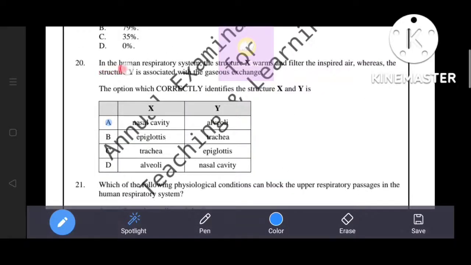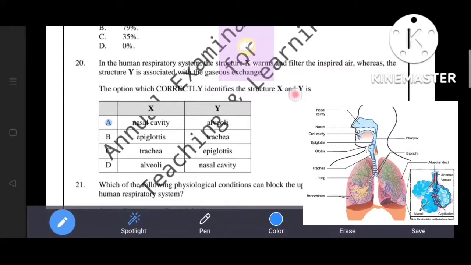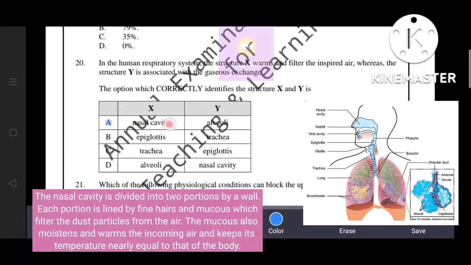Next question. In the human respiratory system, the structure X warms and filters the inspired air, whereas the structure Y is associated with the gaseous exchange. The option which correctly identifies the structure X and Y is: structure X, nasal cavity. As you know, the nasal cavity is divided into two portions by a wall. Each portion is lined by fine hairs and mucus, which filter the dust particles from the air. The mucus warms the incoming air and keeps its temperature nearly equal to that of the body.